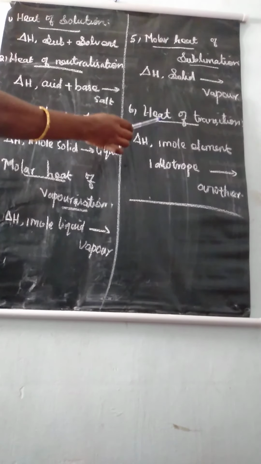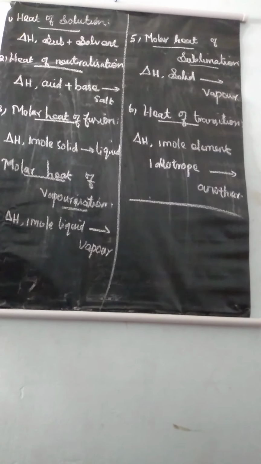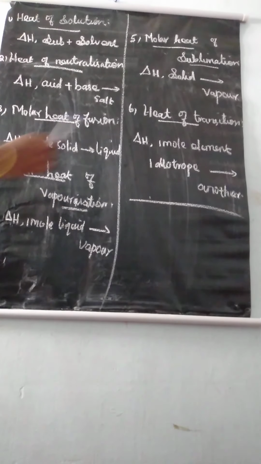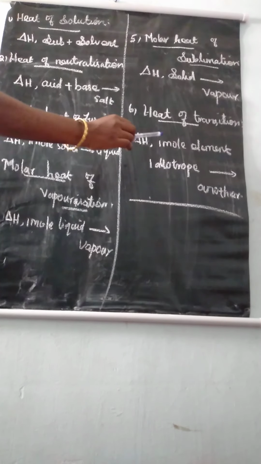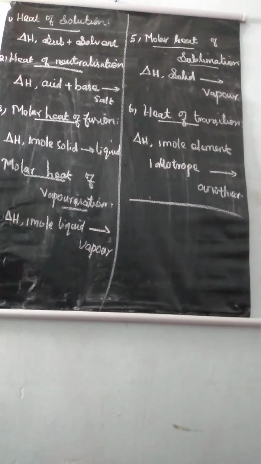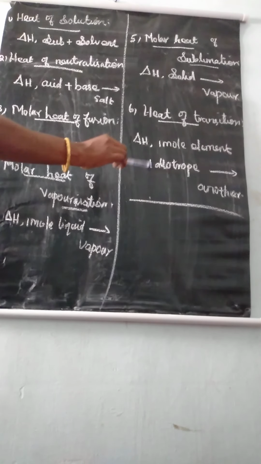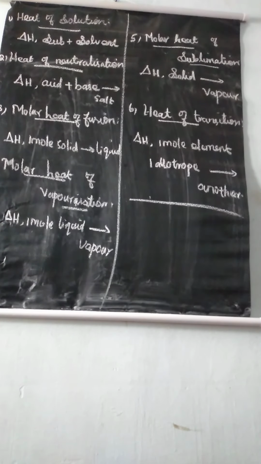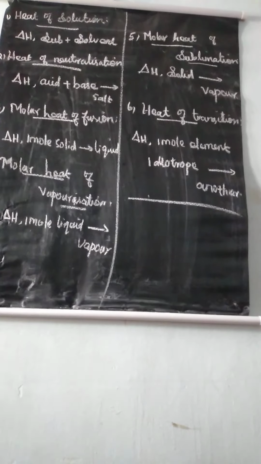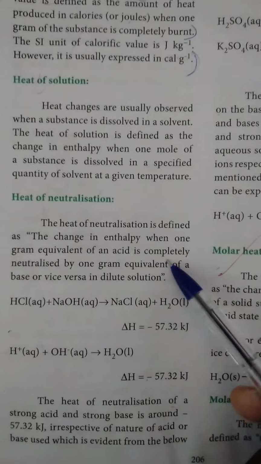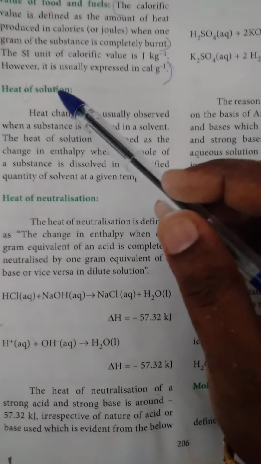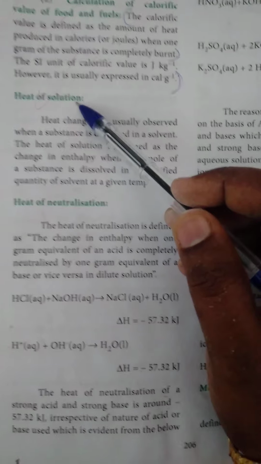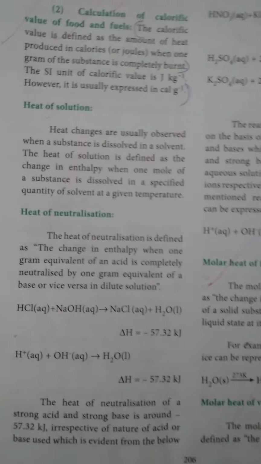The last definition, heat of transition. Here also, change in enthalpy when 1 mole of an element changes from one allotropic form to another. Understand? Any doubt? Okay, see, now take page number 206. Note the first definition, heat of solution. Try to learn all these questions, like 2 marks.